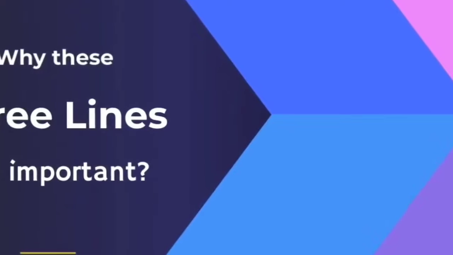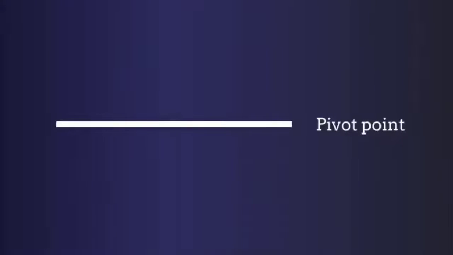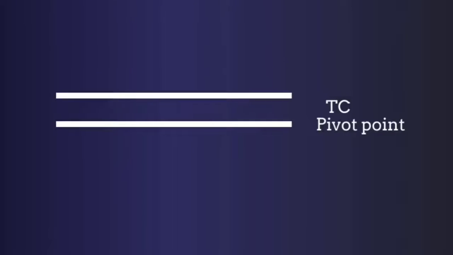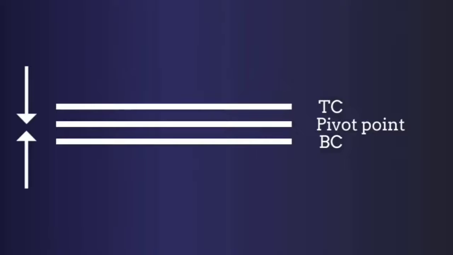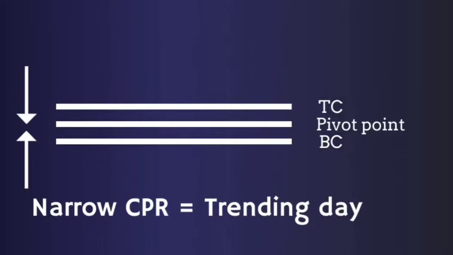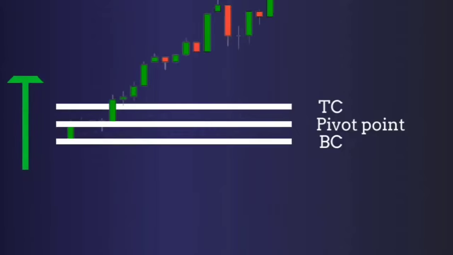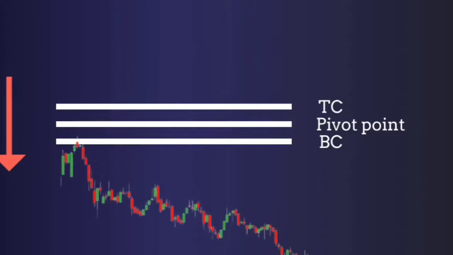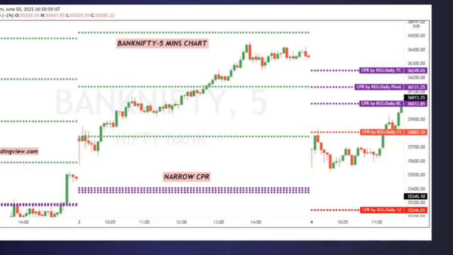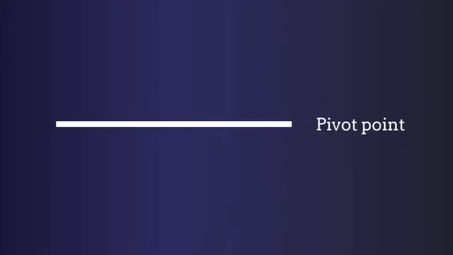Why are these three lines important? The importance of this indicator is, if these three lines are very near to each other, then it's called a narrow CPR. That trading day is expected to be very volatile or trending, either on the upside or downside. For example, on the 3rd of June Bank Nifty had a narrow CPR, so the market was trending.